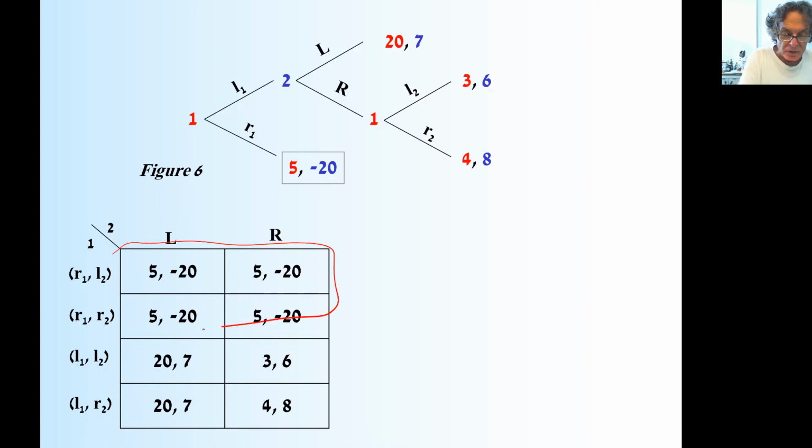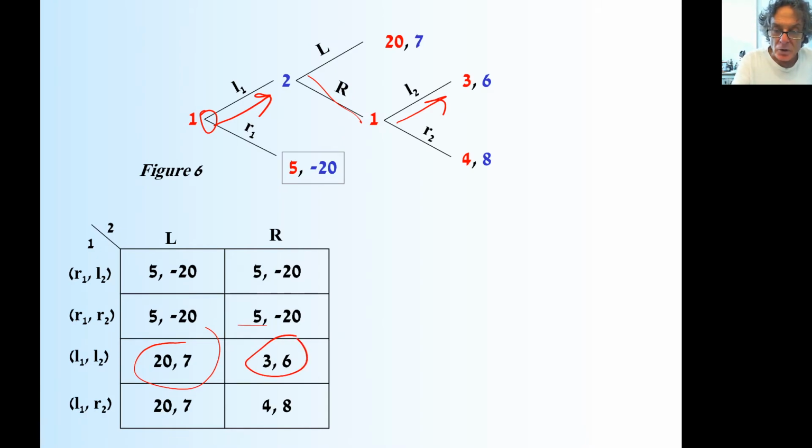This part is trivial. Why? If I go R1, it doesn't matter what the other one is doing. Here in both of them I go R1, and therefore the game terminates with 5, negative 20, 5, negative 20. So the more relevant part is this one. If I go left 1, then it depends. Let's say I go left 1 and left 2. So if she goes left, 2, 7. If she goes right, 3, 6.